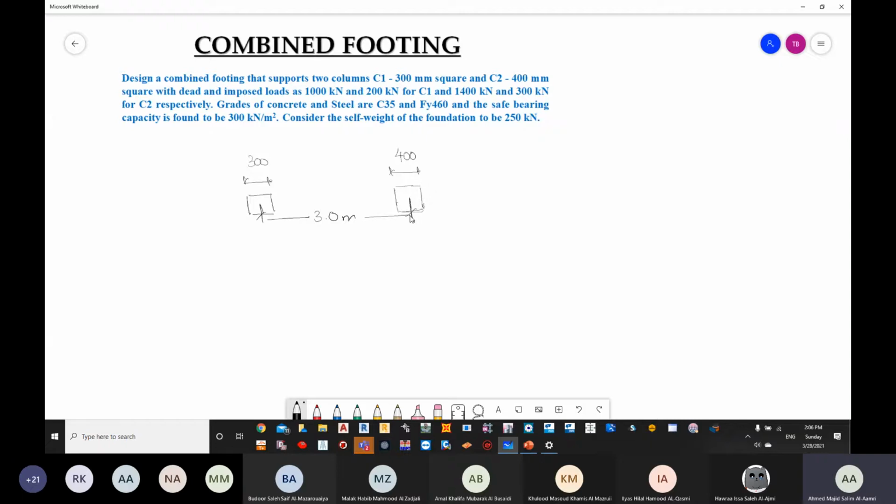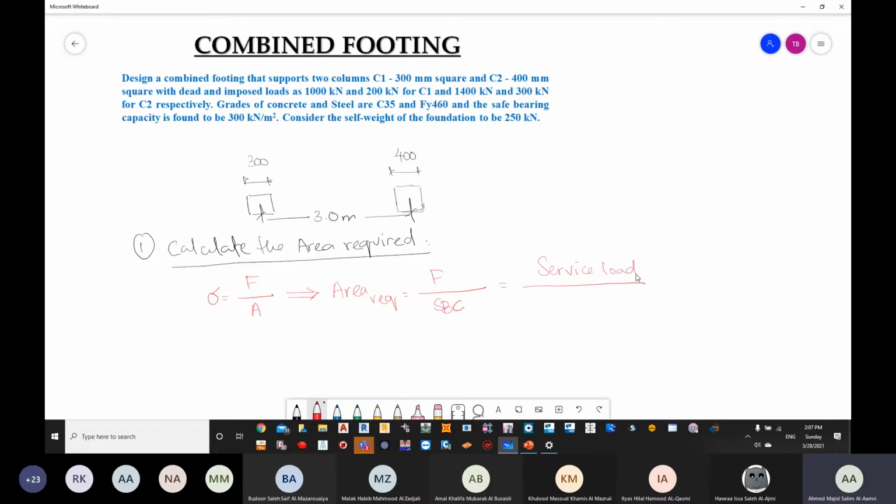Now the first step that we need to do is to calculate the area. Let us calculate the area required for this particular foundation. We know that the equation of area is based on stress is equal to force over area, which is rewritten as area required is equal to force divided by your safe bearing capacity, which is the maximum stress that can be taken by the soil. Now we said when it comes to area, we are going to use surface loading, and then we have our SBC.